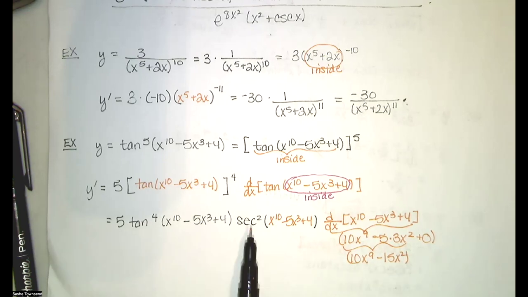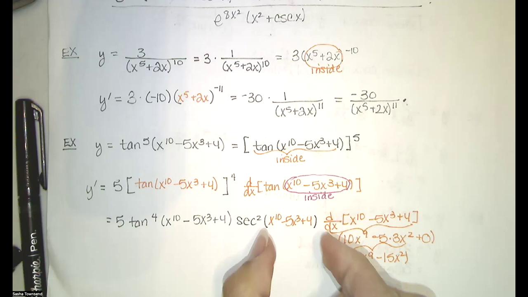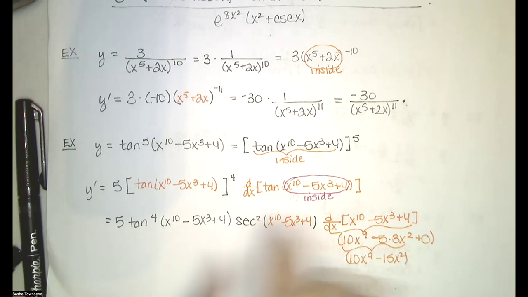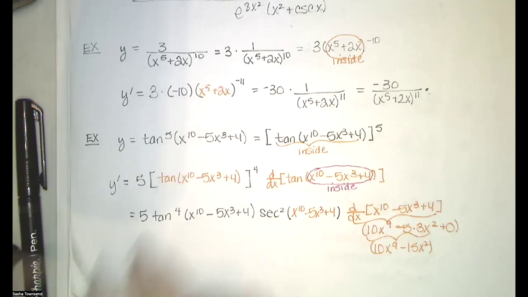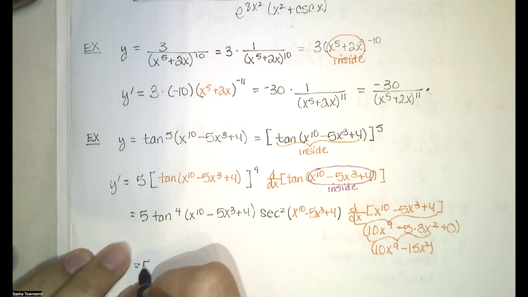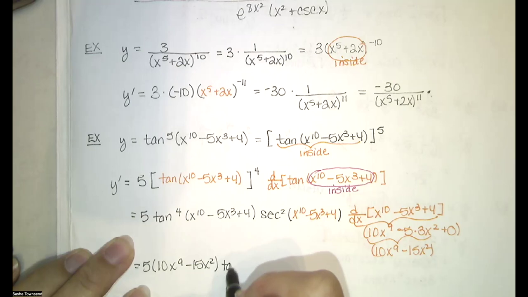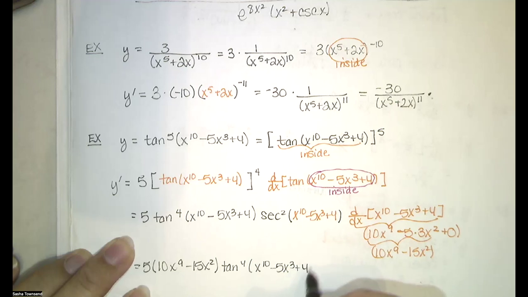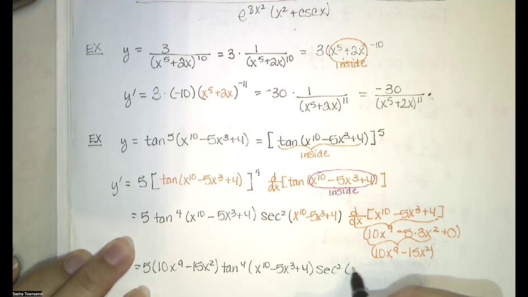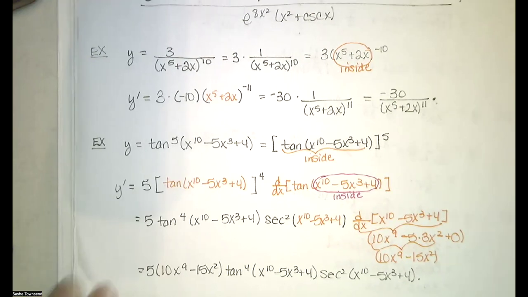We've got a polynomial times this trig function times this trig function times that 5. Because I want to be clear that this is not multiplying this. We're not doing this times this and then taking the secant and then squaring it and then multiplying it by this other thing. I'm going to put the polynomial out front. So this is 5 times 10x to the 9th minus 15x squared times tangent to the 4th of the original inside polynomial times secant squared of the original inside polynomial. And that's our derivative.